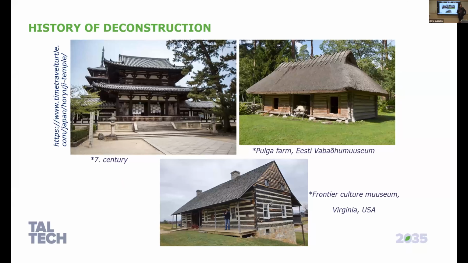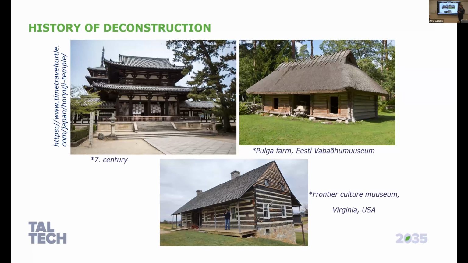So I'll start with a short history of the built environment. And here are three examples. I found that the oldest wooden building in the world has been built in the 7th century in Japan, and it's actually constructed from wood in a way that its joints are deconstructable without many mechanical fixings. So already 1300 years ago, this principle was aimed at while designing buildings.